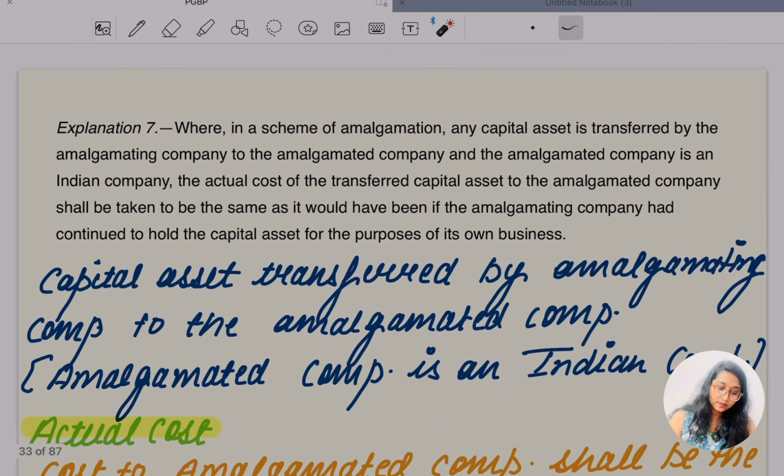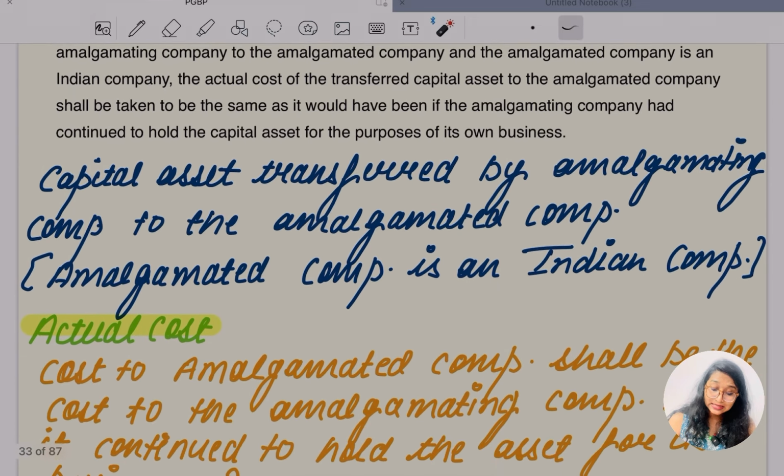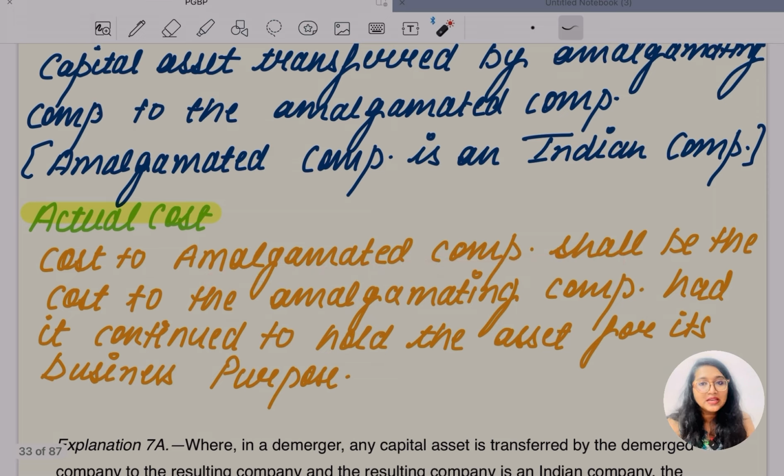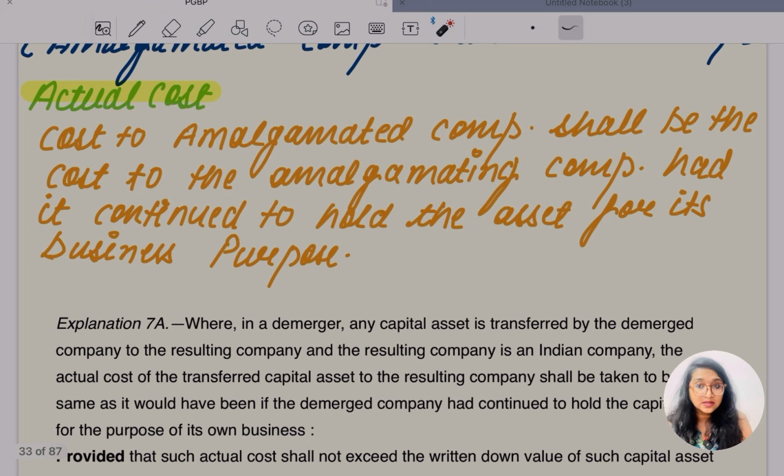Okay, so what about the case of capital asset transferred by amalgamating company to amalgamated company? Same: the cost of the amalgamated company is going to be the actual cost of the amalgamating company. But the same conditions apply: 100% subsidiary, and Indian company.